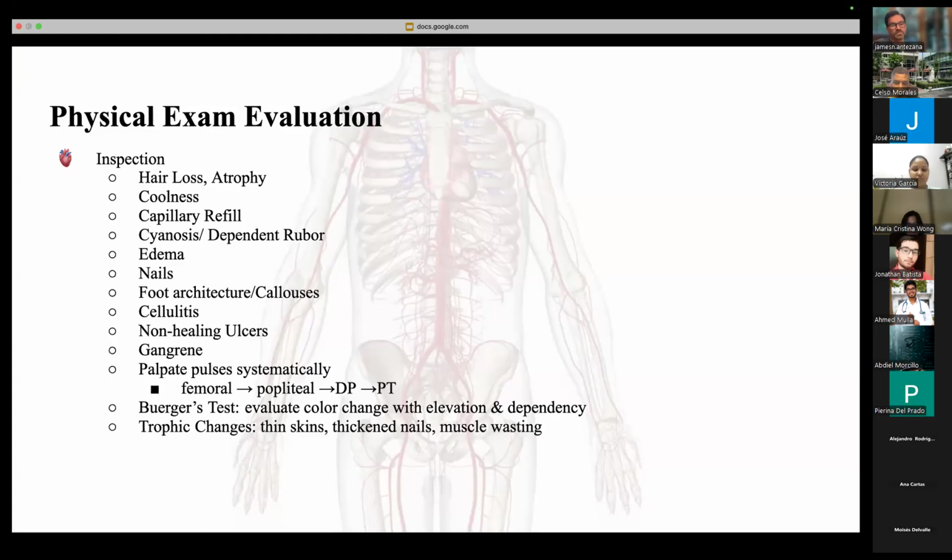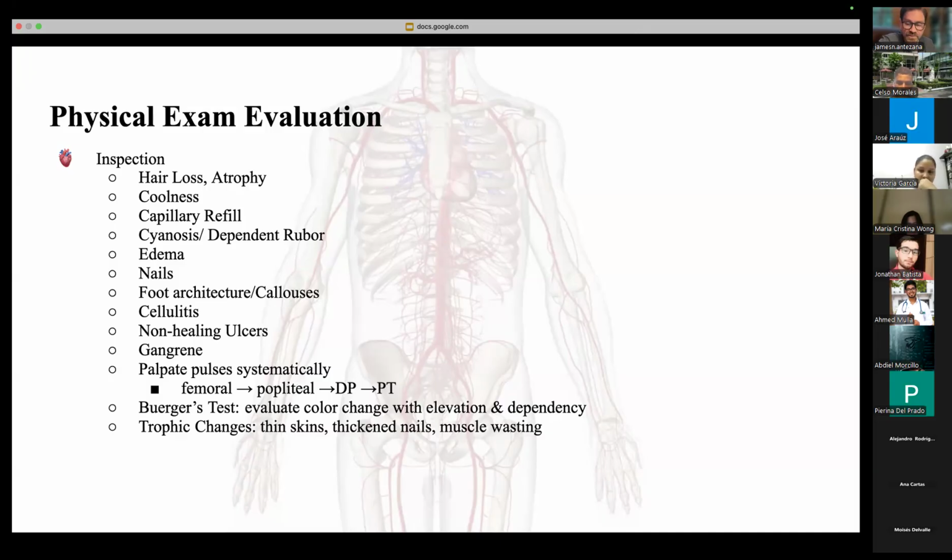All right, very important. The foot architecture, the presence of calluses, the presence of ulcers, the presence of redness such as cellulitis, ulcers that are not healing, the presence of gangrene. And then when you palpate the pulses in both lower extremities, comparing them, you're going to feel if there's a pulse or no pulse. If this is a patient with diabetes, forget about feeling a pulse, but you need to put your hands on that patient.